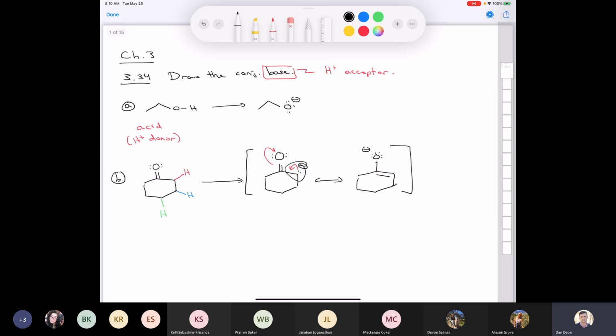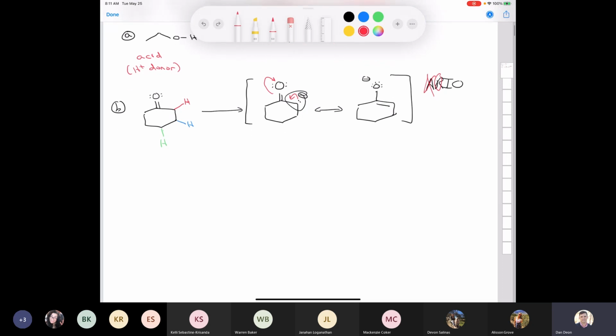Just like this one. If you think about ARIO, you couldn't differentiate between those three protons using A, but you can using R. The red one, when you remove it, has a resonance contributor, whereas if you removed either the blue one or the green one, you would not get a resonance contributor. And so there you go. We've drawn the conjugate base of that acid.